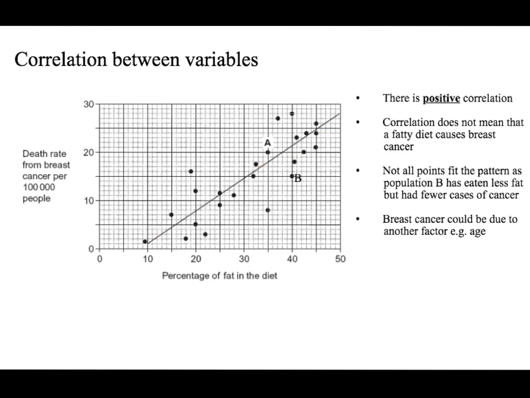There is a standard answer for, is there a link between two variables? So the first answer would be, yes, there's positive correlation, which there is, but correlation does not mean causation. So a fatty diet does not cause breast cancer. And you can tell that for one reason, because not all the points fit straight on the line. So this population here has eaten more fat, but they've got fewer cases of cancer. So this indicates that in this case breast cancer could be due to another factor, for example age. So that is a standard answer there.